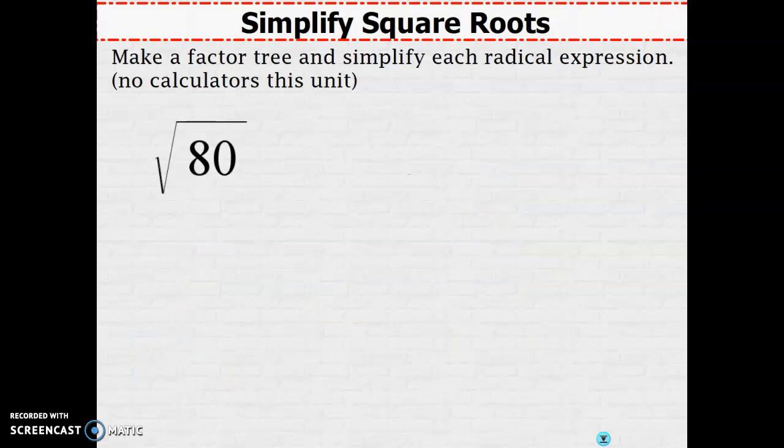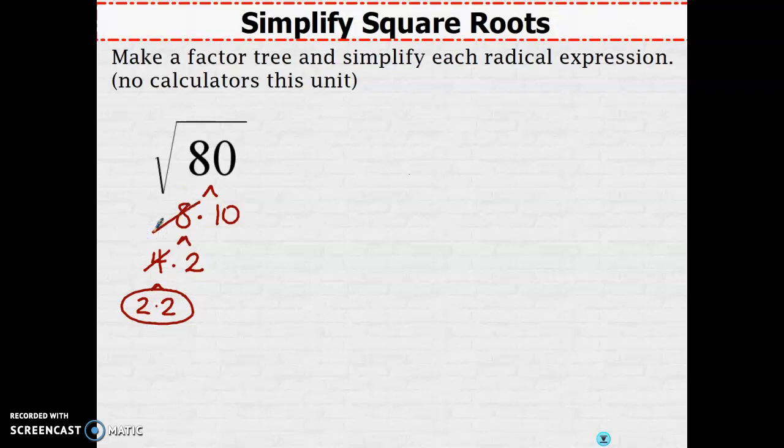The square root of 80. So whatever you see first, we're going to try to break it down. Perhaps numbers that end in a 0, you see a 10 as a factor. So we did 8 times 10. 8 I could break down into 4 times 2, and 4 I know is a perfect square, so I can do 2 times 2. But we're not done, right?